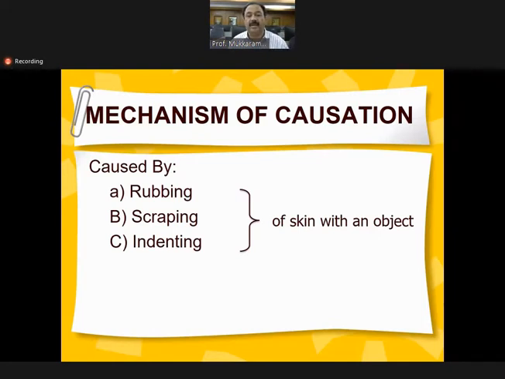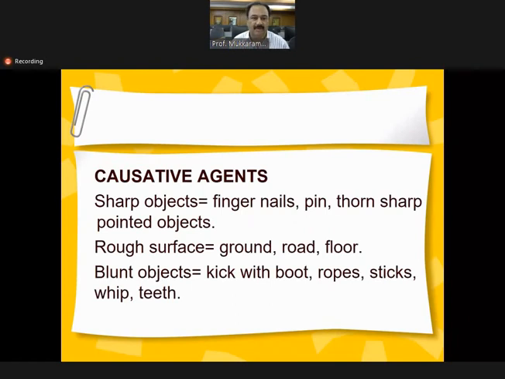Okay. So the mechanism of abrasion is when the skin comes in contact with a rough object, it produces rubbing, scraping, indenting. A sharp object like a pin, thorn, or nails will produce a scratch, and that scratch is an abrasion. And a rough surface like the ground or a road, when a person falls on the ground, the skin comes in contact with a rough object and produces a graze.